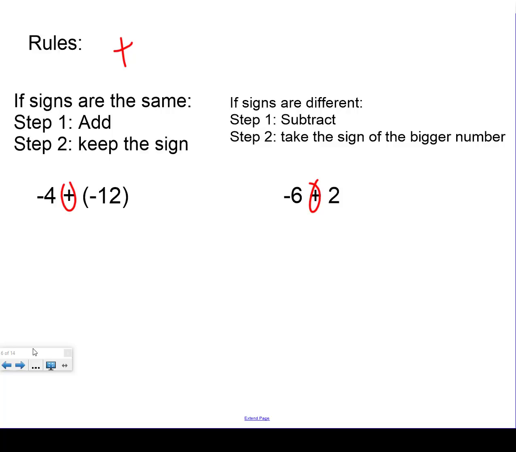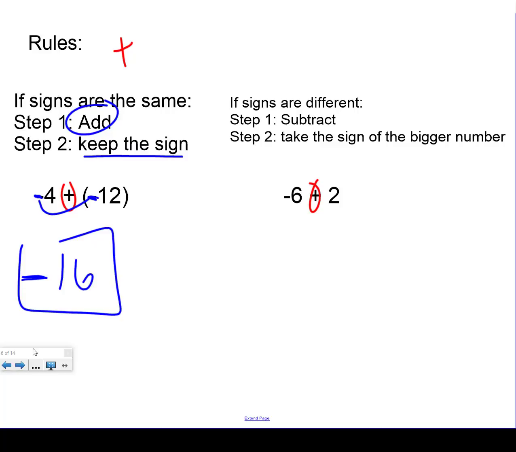The first one says if the signs are the same, meaning they are both either positive or negative in the problem, they're matching signs, we will add the numbers and keep the sign. So if they were already positive, we would keep them positive. If they're already negative, we would keep them negative. So for this example, the signs are both negative, so we're going to add them, and I get 16, and I'm going to keep the sign that they both have, and so it's negative 16. So if the signs are the same, add and keep the sign.